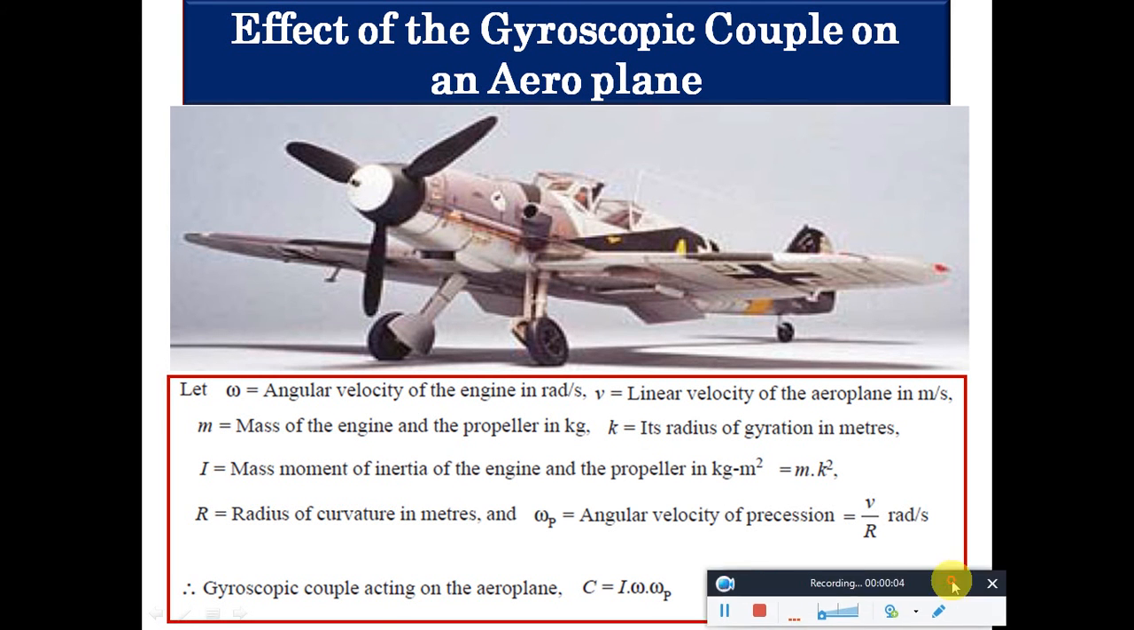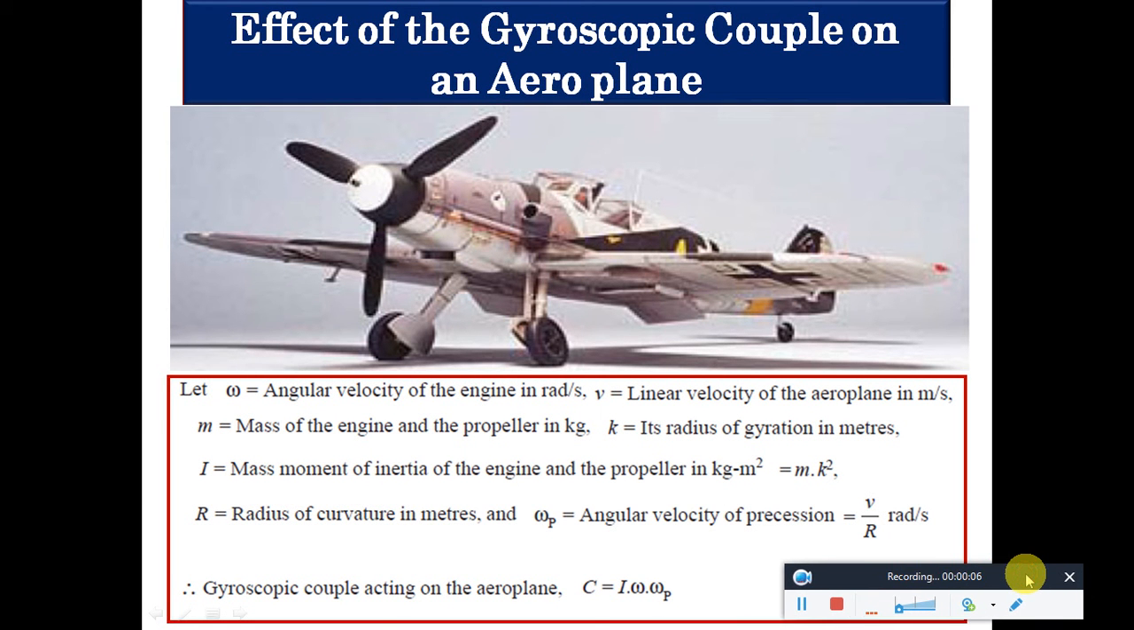Hi, in this session we will see the effect of the gyroscopic couple on an aeroplane. Suppose you take a four-wheeler or two-wheeler, there is a contact between the ground and the wheels, so that by steering the wheel, you can have an effective turning either to the left side or right side, or even go straight.